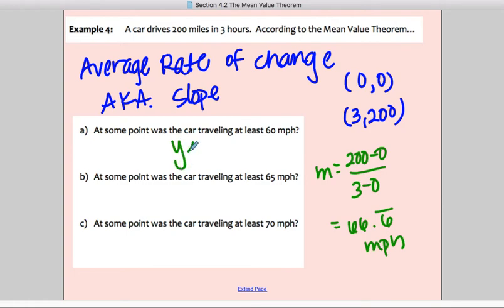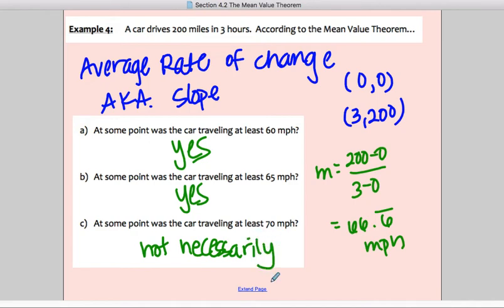Clearly, yes. At some point, were you traveling at least 65? Yes. At some point, was the car traveling at least 70 miles per hour? We cannot conclude that one. Not necessarily. Most likely, but we can't conclude it based on our average rate of change. You could be going, probably at some point you had to be going more than 66.6 repeating, but you can't conclude it based on what we have here. We do know we were going faster than 60 and 65, but not necessarily 70. Most likely, but not necessarily. Okay, so there's that idea with a car.